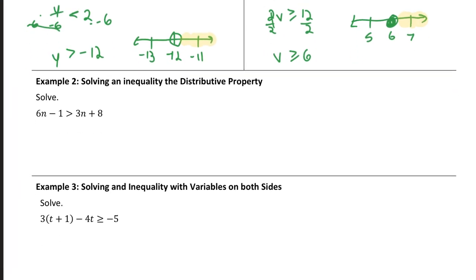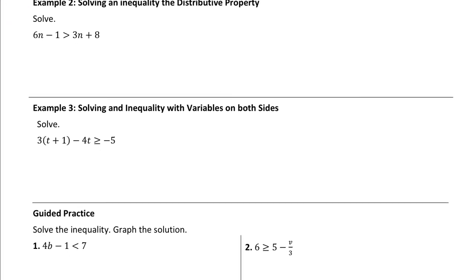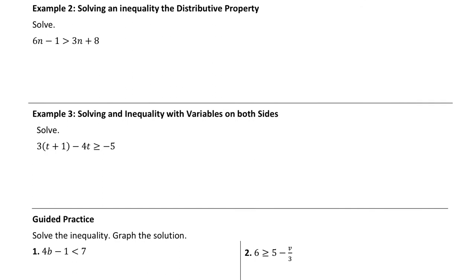For example 2, we would solve this inequality, and I kind of messed up here. This inequality has a variable on both sides, so that's not really distributive property quite yet. So in this inequality, you've got to decide to eliminate 3n or 6n from that side. I'm going to choose to subtract 3n from both sides to eliminate 3n. If I do that, this left-hand side becomes 3n minus 1 is greater than 8. Okay, I eliminated 3n from the right-hand side.